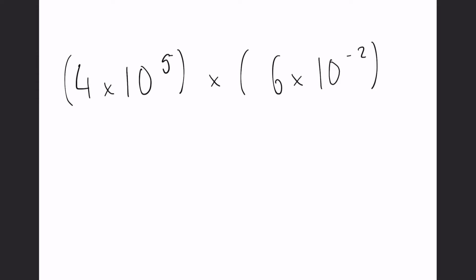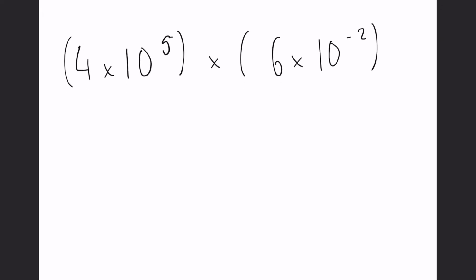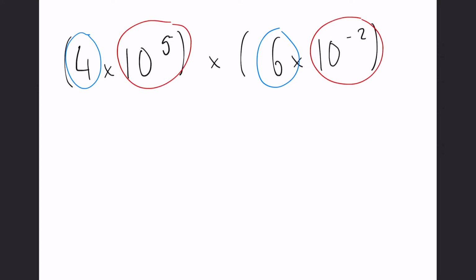So let's look at this example here. 4 times 10 to the 5 times 6 times 10 to the minus 2. Now we have to split this question up into two separate parts: the numbers at the front, circled in blue, and the numbers at the back, circled in red. Now all we have to do is multiply those two numbers together. So 4 times 6 is 24.